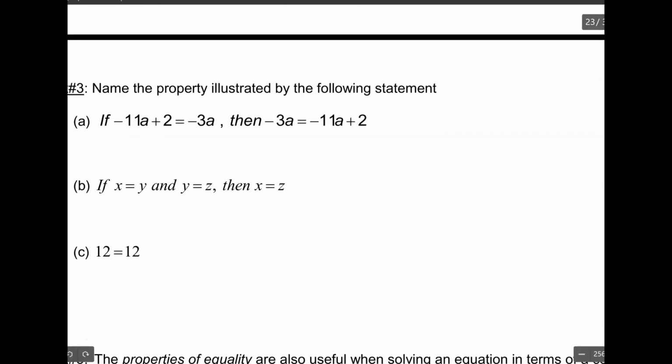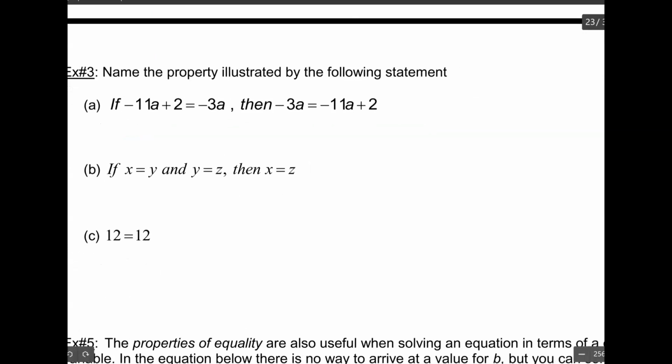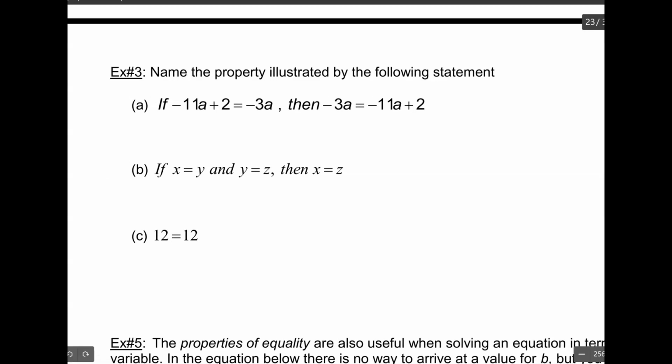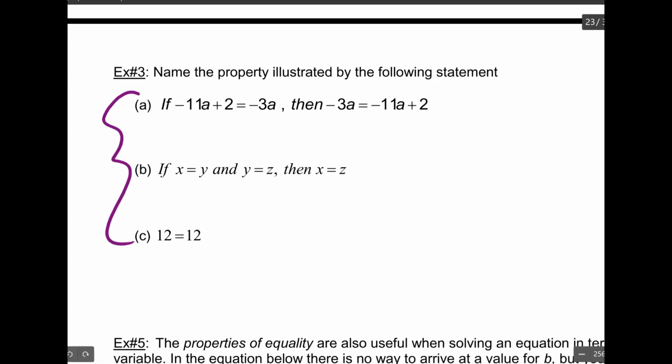So this example 3 is a solid example of what I could put on your quiz. Instead of the number 8 on your quiz, this would be something I would put instead. Which property is illustrated? I will give you the list of properties and you get to choose. I'm going to give you all the properties, and honestly, you only need 3 or 4 of them. So then you have to know which goes with which.